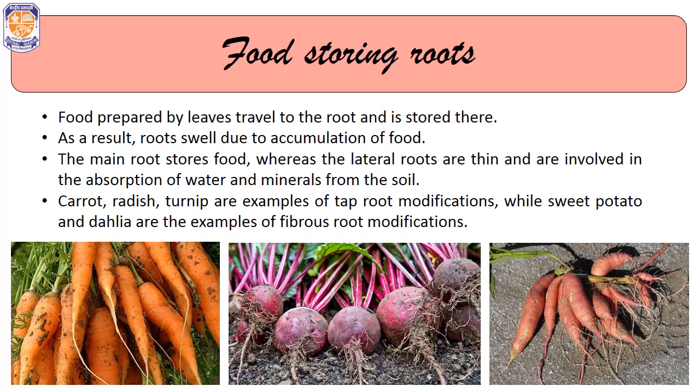Carrot, radish, turnip are examples of taproot modifications, while sweet potato and dahlia are the examples of fibrous root modifications. So both kinds of roots, both taproot and fibrous roots, are capable of storing food in them. Carrot, radish, turnip are modifications of taproot, while sweet potato is a modification of fibrous root, where the individual fibers get swollen because of the accumulation of food.